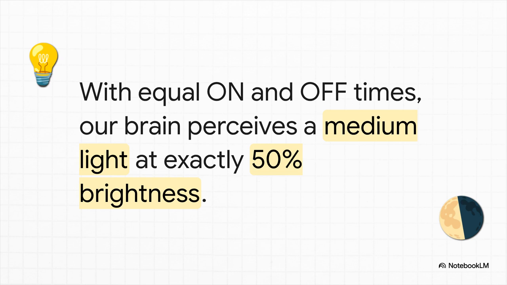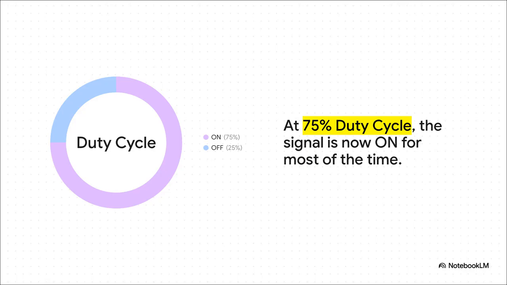It's a perfect example of how the duty cycle directly relates to the output we see. All right, let's push it even further. 75% duty cycle. Now things are flipped from our first example.